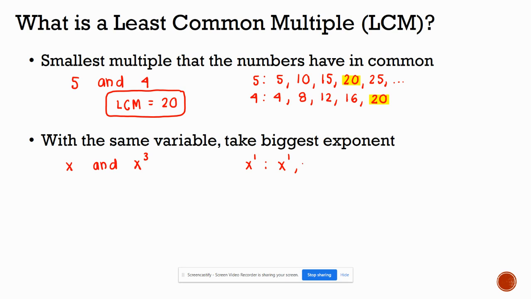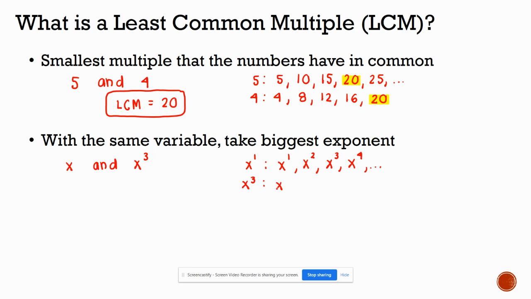1 times 1 is 1. 1 times 2 is 2. 1 times 3 is 3. 1 times 4 is 4. So notice that I have an x to the first, an x squared, an x to the third, an x to the fourth. If I think about all of my variables, x to the third.